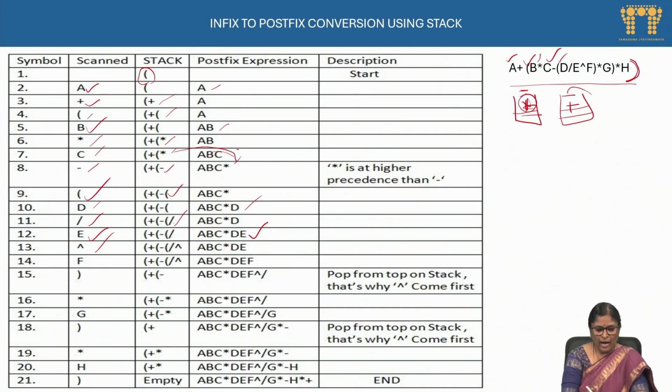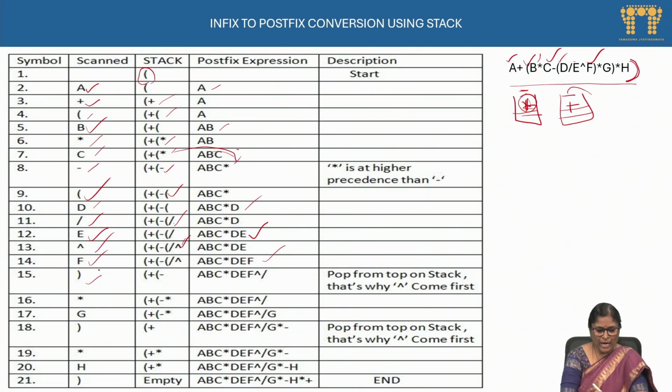Next power, add it, because here now the division is the lower priority. So on the lower priority you can place a higher priority operator. So push onto the stack. Next the symbol scanned will be F. So F, add it to the expression.